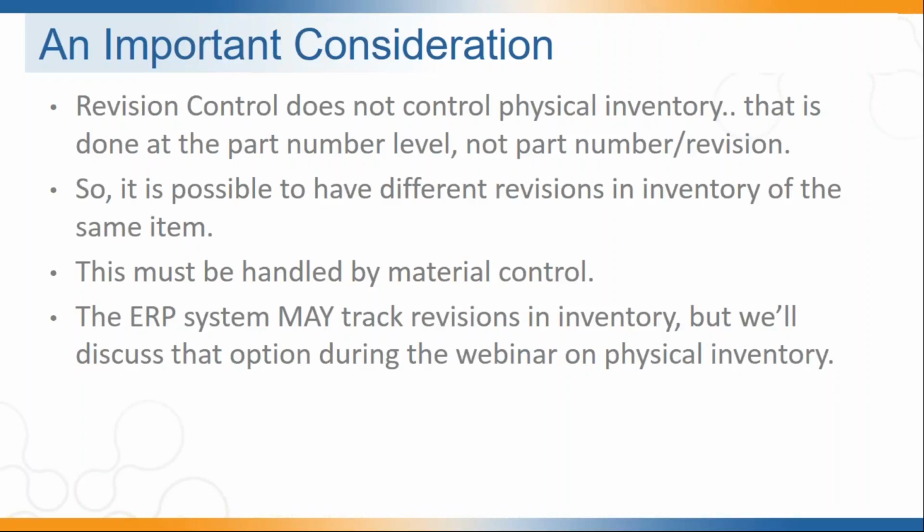So it might say you have 100 of this part in inventory, and just from that information, you don't know what revision those parts are. Remember, inventory is kept at the part number level, not part number revision. That's why it's possible to have different revisions in inventory of exactly the same item. So material control must be involved, and there are many ways that material control can handle this. There are many ways that the ERP system can handle this as well. As I say here, the ERP system may track revisions in inventory, but that's a discussion we'll save for another day in another webinar on physical inventory.